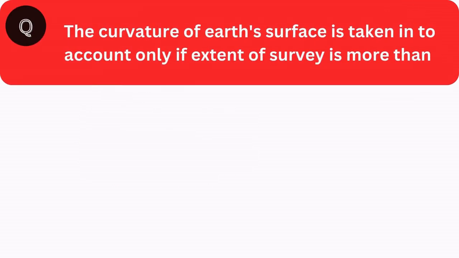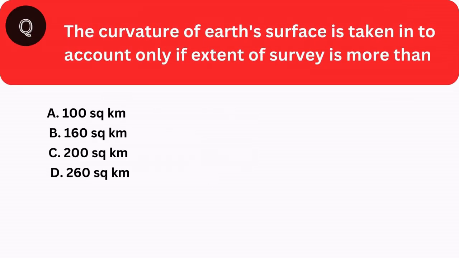The curvature of Earth's surface is taken into account only if the extent of survey is more than Option A, 100 square kilometer. Option B, 160 square kilometer. Option C, 200 square kilometer. Option D, 260 square kilometer. Answer D, 260 square kilometer.